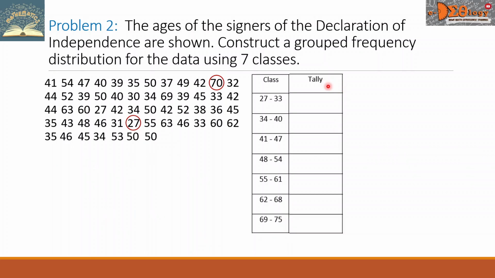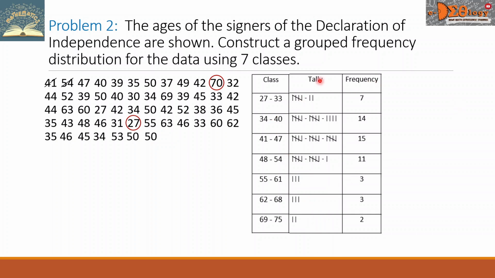Then we write the tally. Each of these raw data we will put on their respective classes. Let's begin with 41, one tally here, then 54. And finally, we get all these tallies. For the frequency, we count the tallies respectively. We get here 7, 14, 15, 11, 3, 3, 2. And the total is 55.